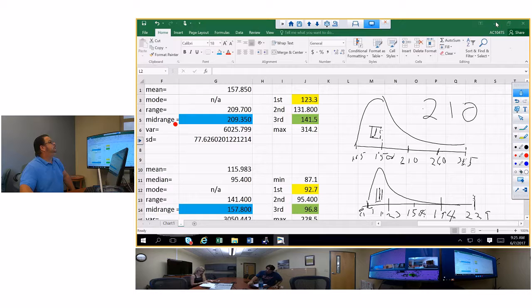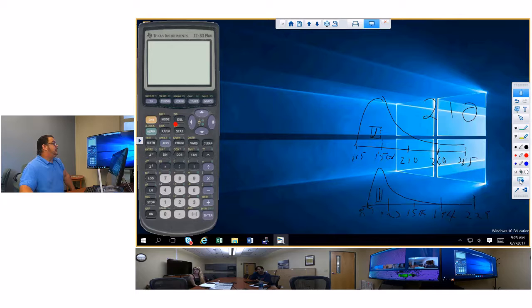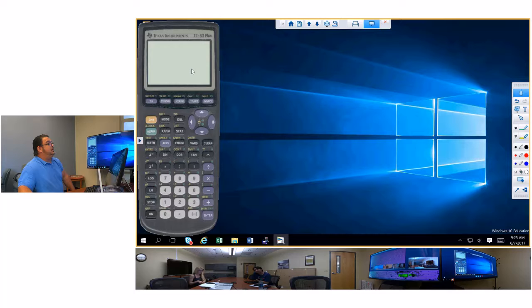For those that have calculators, I'm going to erase this. I don't know if you can see the calculator. Looks like y'all can see the calculator okay. Turn on your calculators and go to Stat, Edit.